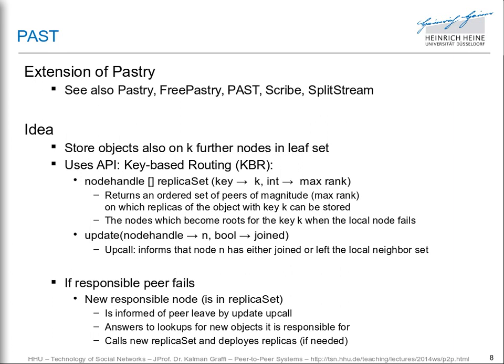And PAST uses an API, a key-based routing. For example, we have this method here, replicaSet, which returns an ordered set of nodes on which replicas of an object with a given key K can be stored.